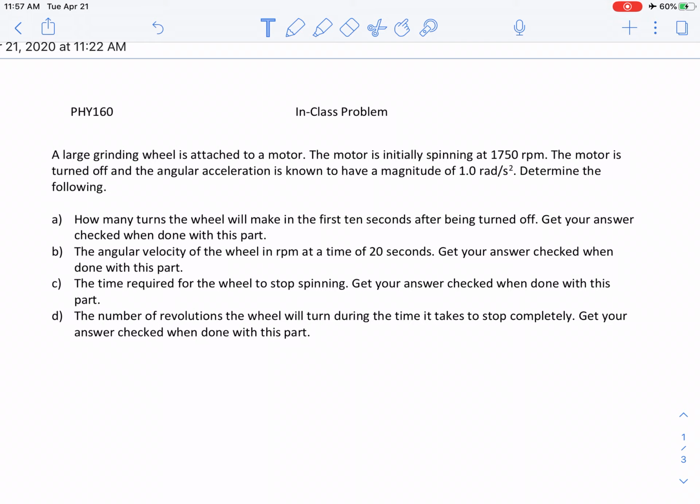And the other thing is the units. The velocity is given in RPM, and the acceleration is given in SI units. So you cannot use them in the same equation. You have to convert them.